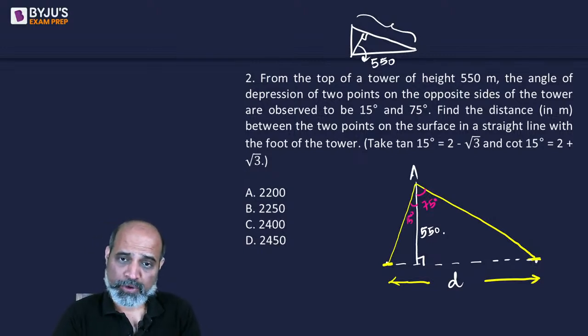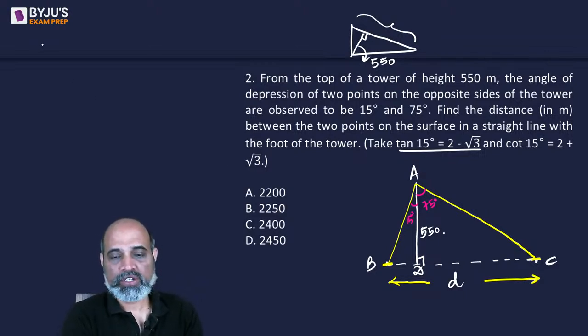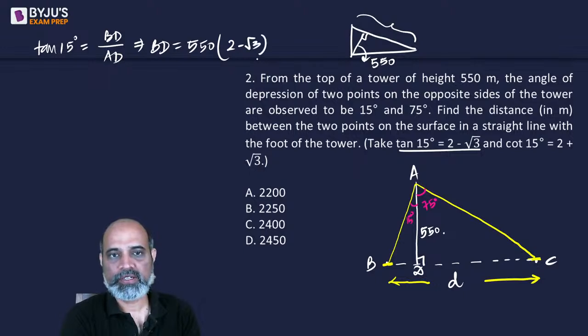So let's say the points are A, B, C. These are the 3 points, and this point is D. So looking at what trigonometric paths are given, tan 15 degrees given. So tan 15 degrees will be BD upon AD, right? Where BD is not known. So BD will be AD, which is 550 into tan 15, which is 2 minus root 3.